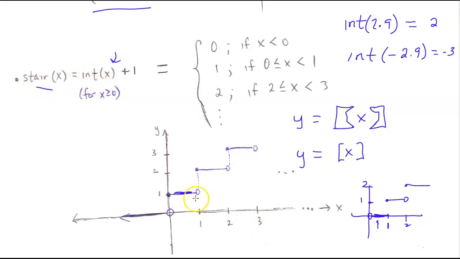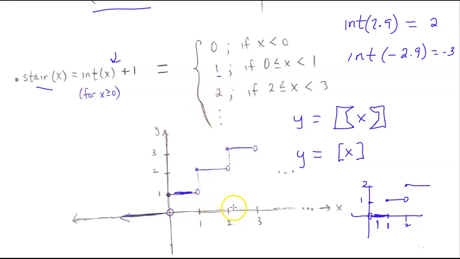Okay. And again, here, piecewise, we see that as long as x is less than 0, y is 0. When x is in between 0 and 1, including 0, of course, the y value is 1.